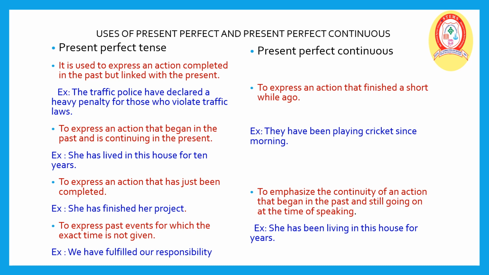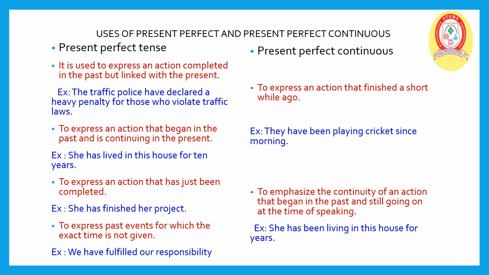To express an action that has just been completed. She has finished a project. To express an action that has just been completed, you use present perfect tense. She has finished her project. Her work has been done. That verb, finished, is just showing that she has just worked, her work is completed.